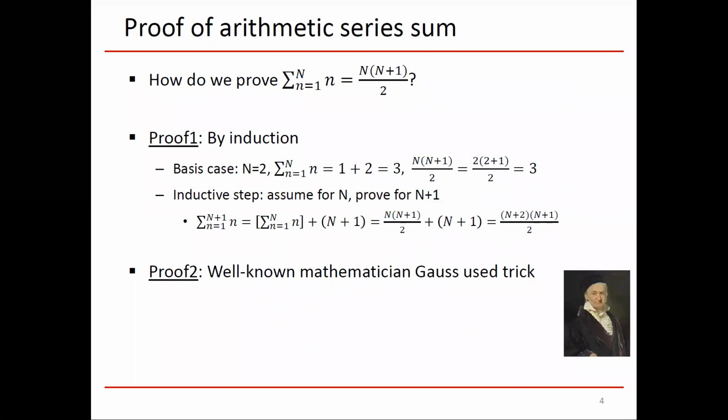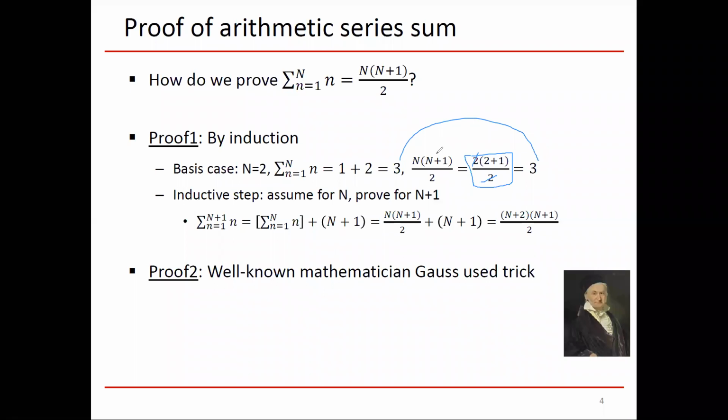The basis case: take capital N equal to 2, a length 2 series, and the summation 1 plus 2 is obviously 3. And n, the length, is 2. N times n plus 1 divided by 2 is 2 multiplied by 2 plus 1 divided by 2. The 2 and the 2 cancel out, and 2 plus 1 is equal to 3. 3 is equal to 3, so we have proved the basis case, capital N equals 2. We can also prove capital N equals 1, of course, or a slightly larger n if you feel like it.